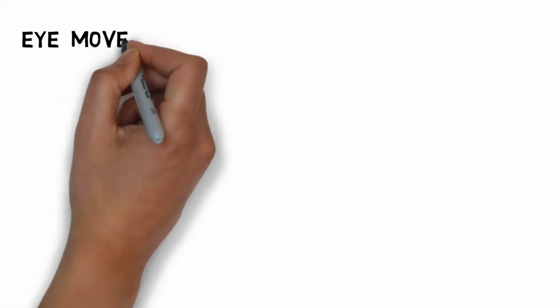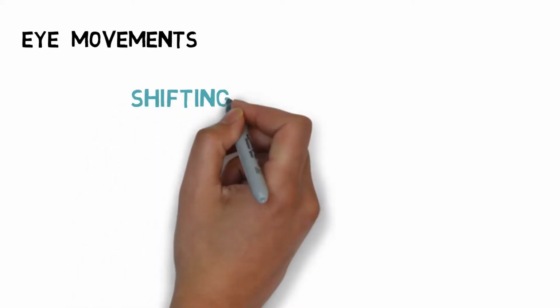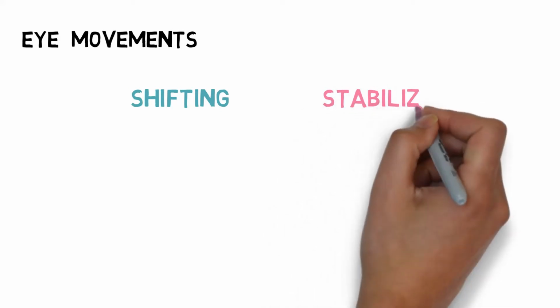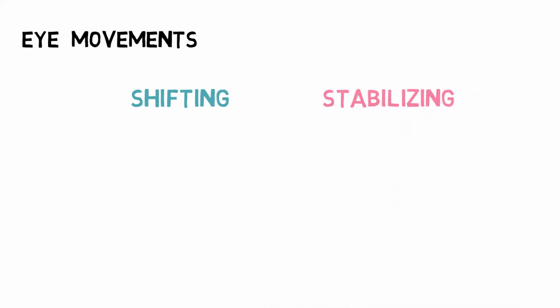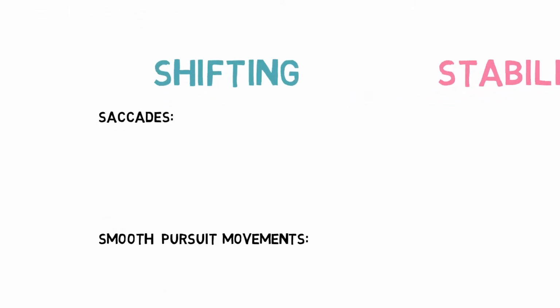This is the video on the movements of the eye. Though the eye muscles are responsible for the physical eye movements, there are also gaze movements. These are separated into two groups, shifting and stabilizing. Saccades, smooth pursuit movements, and vergence movements are all shifting gaze patterns.